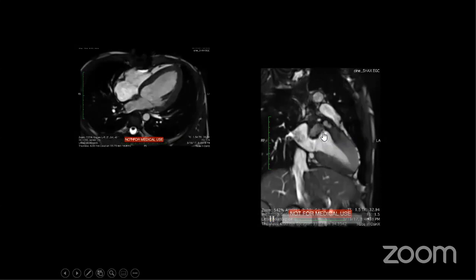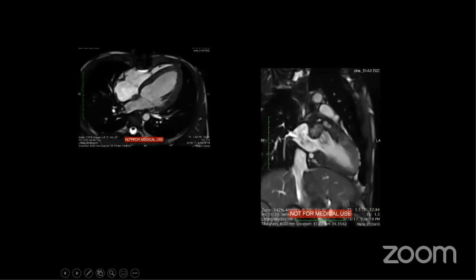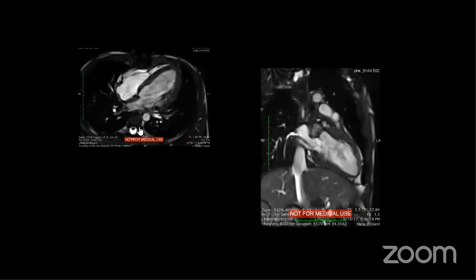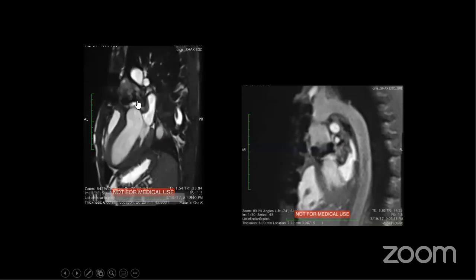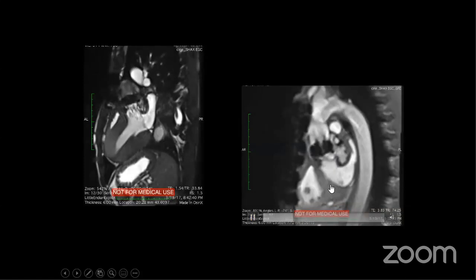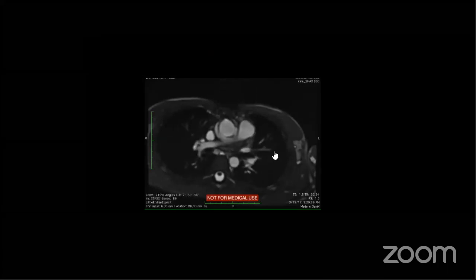Here is this small cavity. It's here again. It's a small cavity. And these are the implanted coronaries here and here.